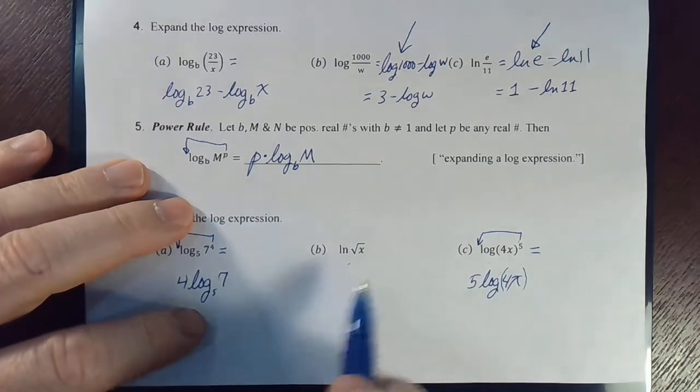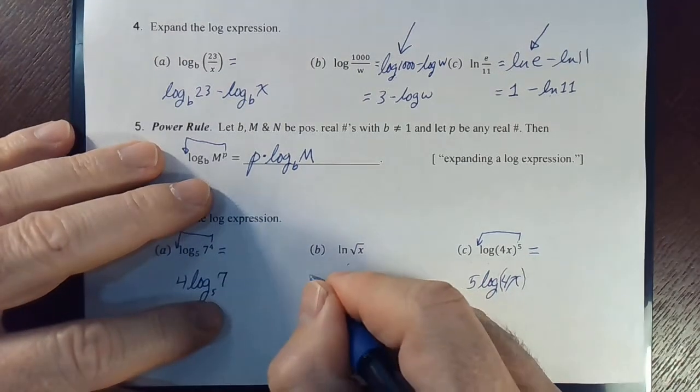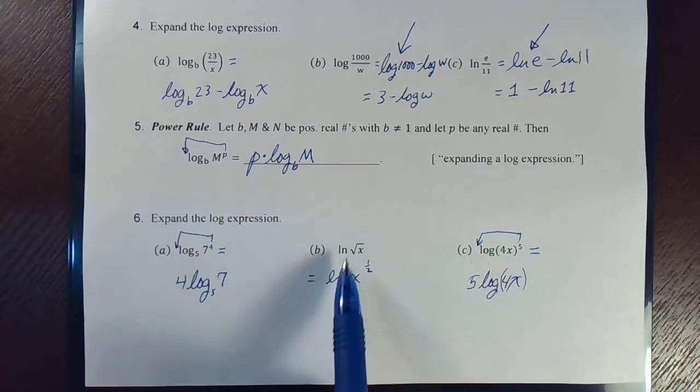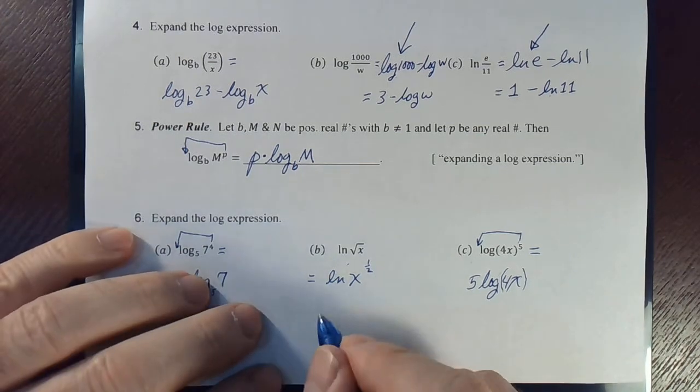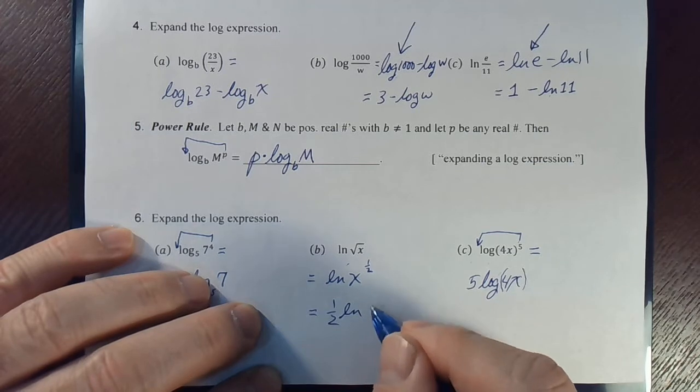Well, what do we do in this case? There's no exponent. But we can rewrite that as ln x to the 1/2. Remember, radical x means x to the 1/2 power. So now I can move the 1/2 down, and I get 1/2 ln x.